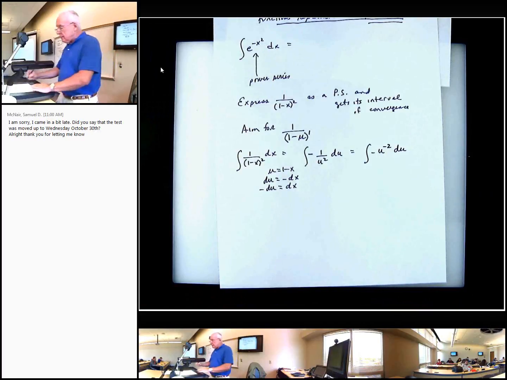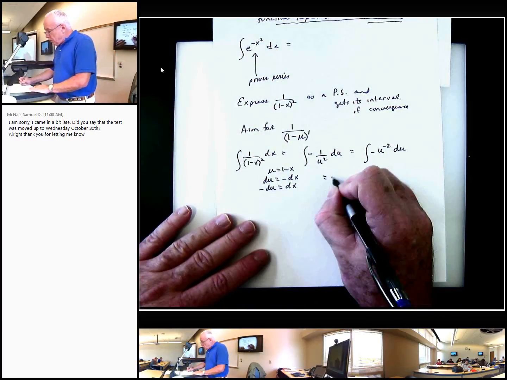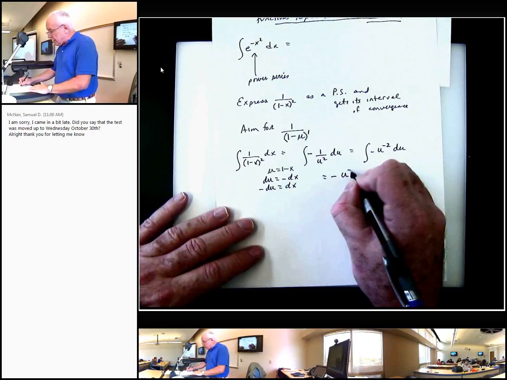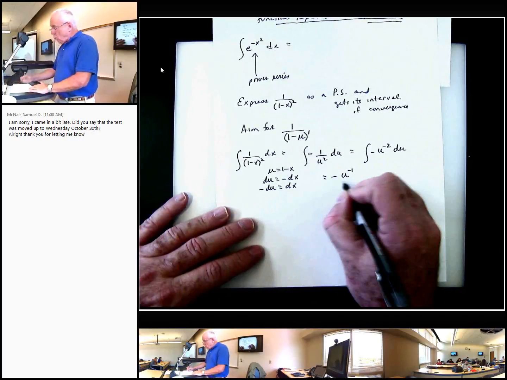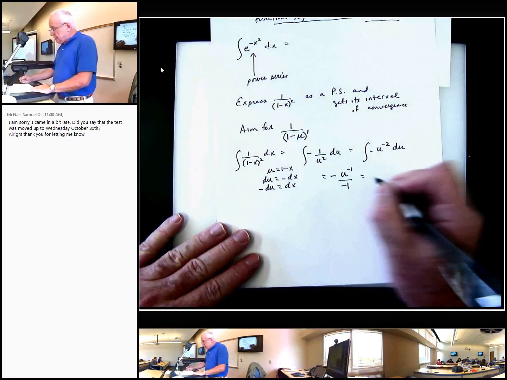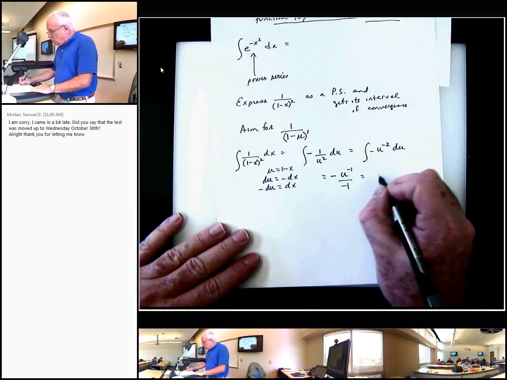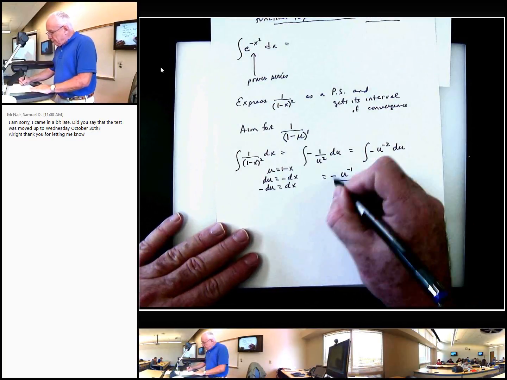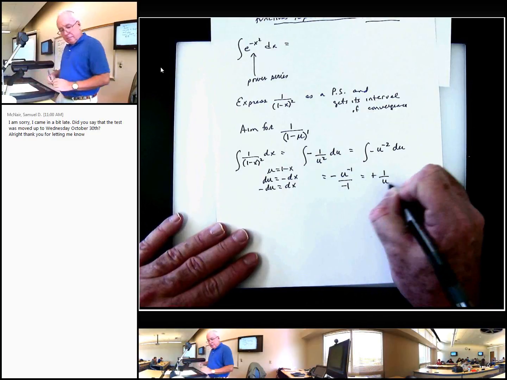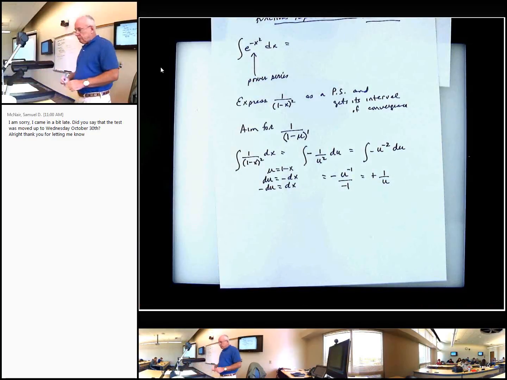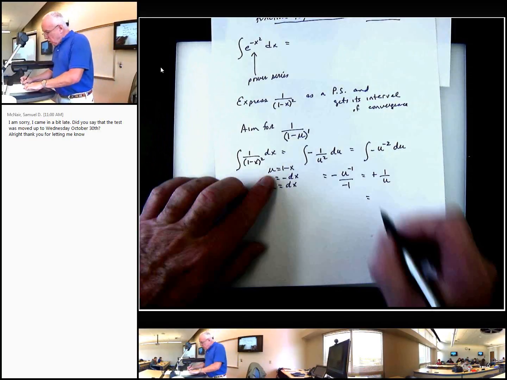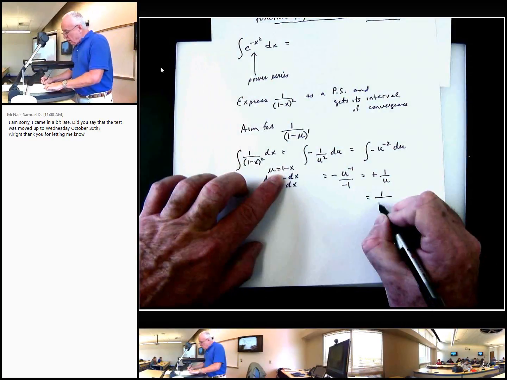And now let's get the antiderivative. Well, that's going to be minus u. We add 1 to the exponent, so that's going to be negative 1 over negative 1. I've got a double negative here, so that's going to be plus 1 over u as my antiderivative. Now, what is our u that we used here? Well, that is 1 minus x, so the antiderivative is 1 over 1 minus x.